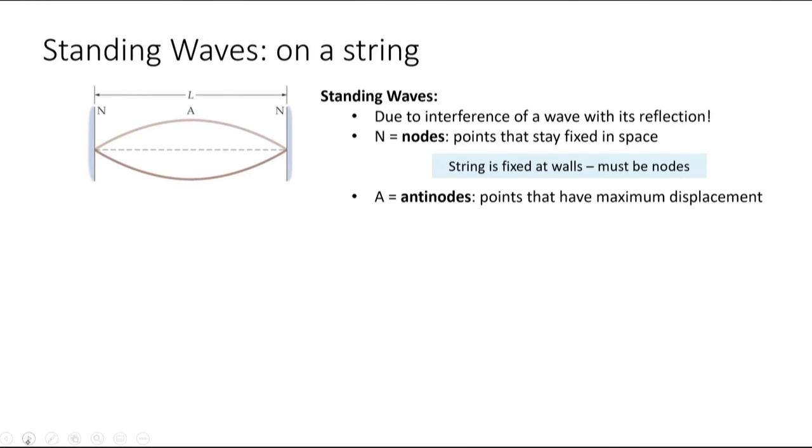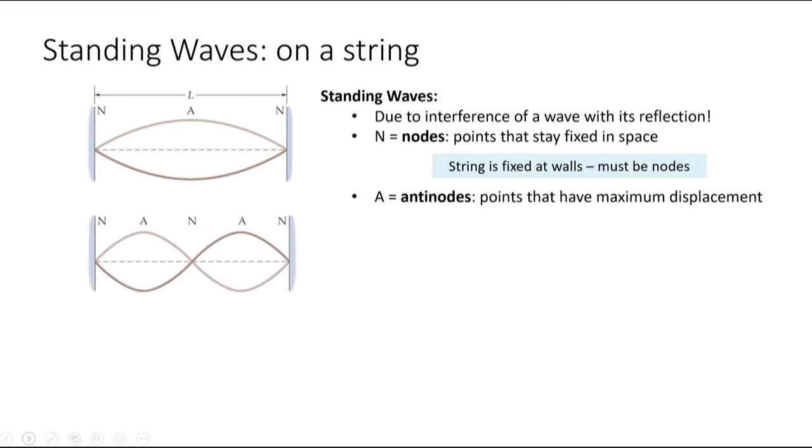And so specifically, you always have to have nodes at the places where the string is tied down. In other words, the two ends of the string that are tied down always have to correspond to nodes. Then you could have varying numbers of nodes and antinodes in between those two fixed ends. So in this top figure, you can see that the only nodes are at the two fixed ends of the string. There are no additional nodes, and this gives us just one antinode in the middle of the string.